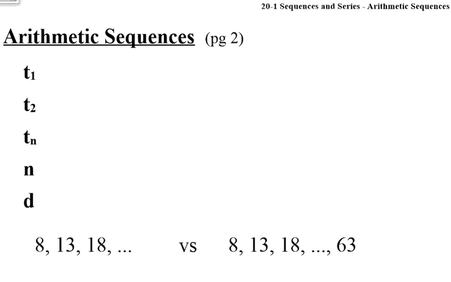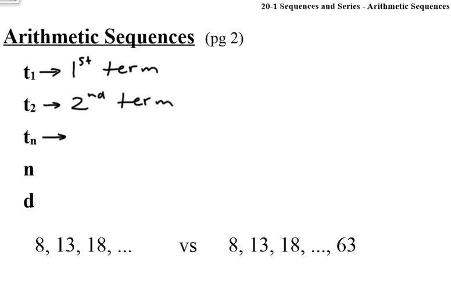With sequences and series, though, there's terminology for the formulas we're going to be using that is very important. So, T subscript 1 is a variable used to identify the first term in a sequence, the first value in a sequence. T2 would be the second term in a sequence. So it's the second term.